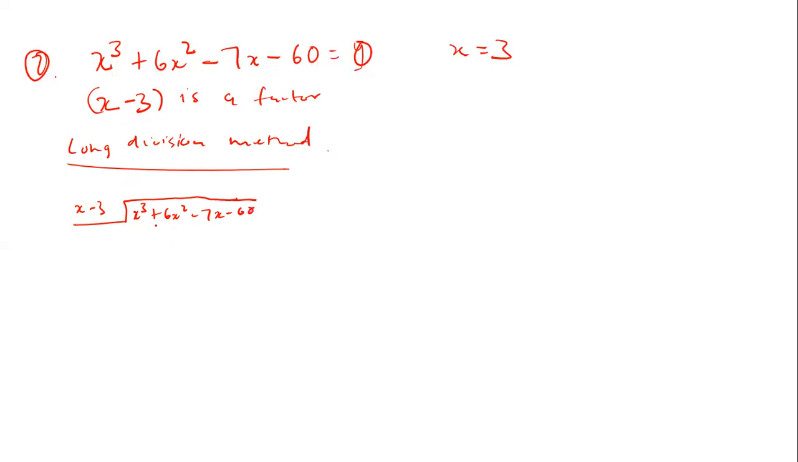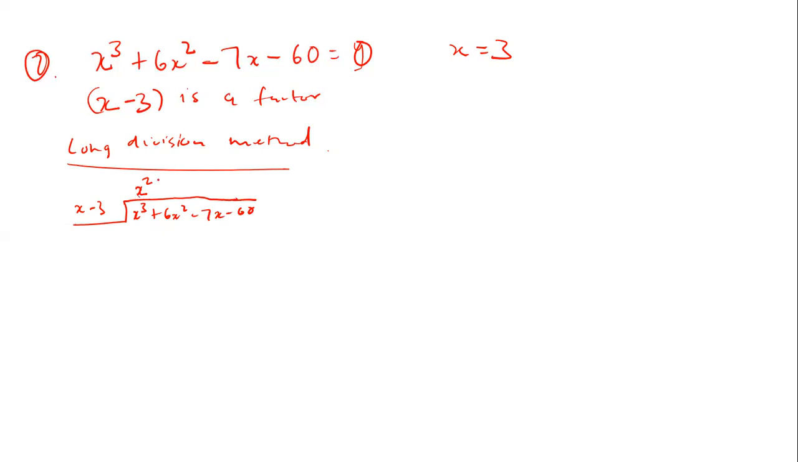So how am I going to treat this? I'm going to take the first term, which is x to the power of 3, and divide it by this x. So x to the power of 3 divided by x is going to be x to the power of 2, right? So I'm going to write this variable over here, x to the power of 2. After dividing x to the power of 3 by x, I write my answer over here, which is x to the power of 2.